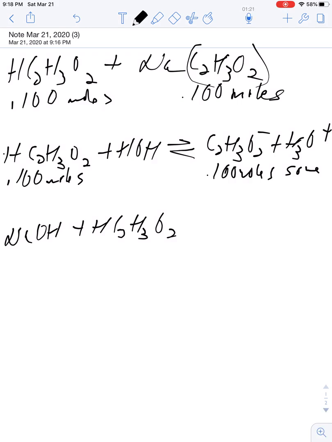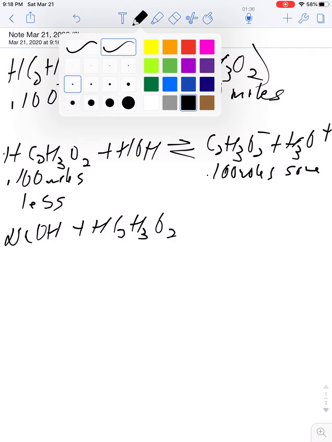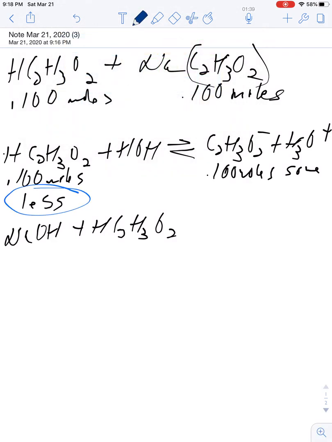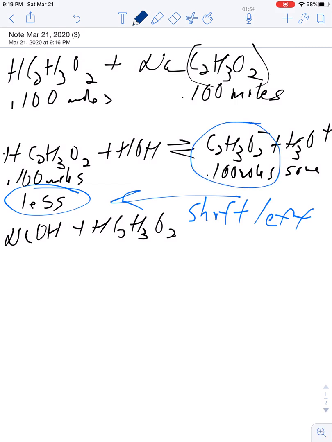So that means there's going to be less of this, okay? Well, what does Le Chatelier's principle say? Le Chatelier's principle states that a system will adjust to counteract the stress. So in this case, the stress is that there's less acetic acid. Well, what's going to happen is my reaction is going to shift left. Okay? So that means I've got some of this conjugate base that's going to shift over here and make up for the amount of acetic acid that decreased.